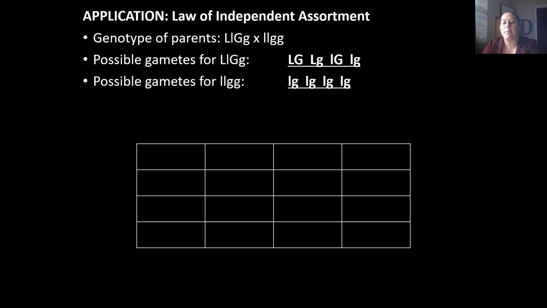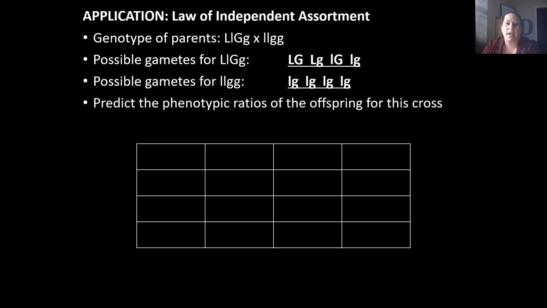So now I'm going to set them up on my Punnett square. Okay. So I have my big L, my big G, my big L, little g, little l, big G, little l, little g. Down the side, I have my little l, little g's in each of the rows. Okay.